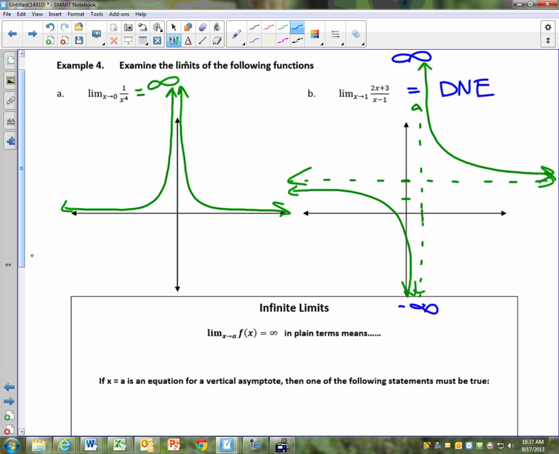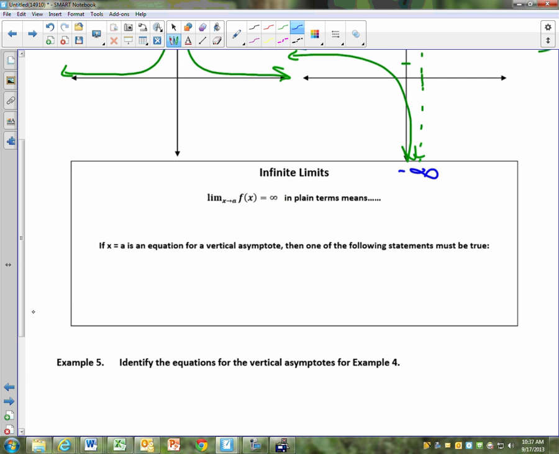Megan has a very good question. Everybody listen so we can hear the very good question. So if it's approaching two different things, here both the left and the right approach infinity. Here one's negative and one's positive, so therefore the limit does not exist. Excellent. Okay.